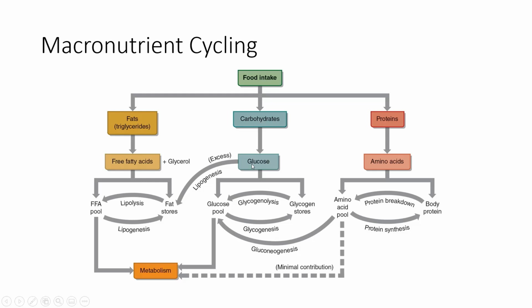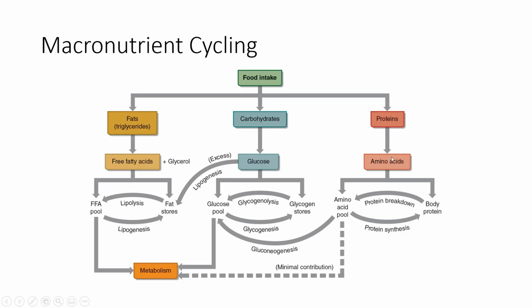Excess glucose is going to be converted to fats through the process of lipogenesis. So this is why it's important to not eat too much glucose, because we can only store so much glucose here in the liver and muscles. Excess glucose is going to be stored as fats.